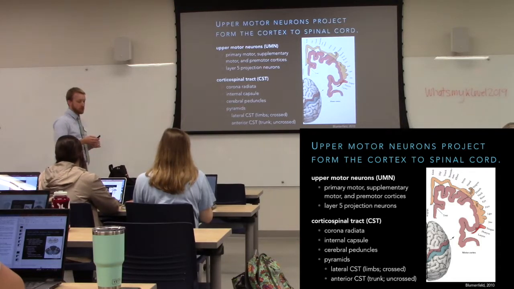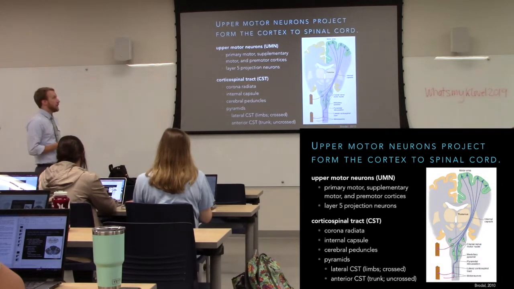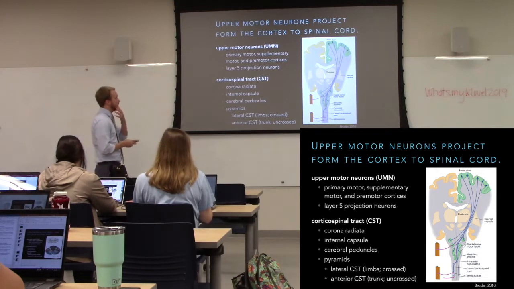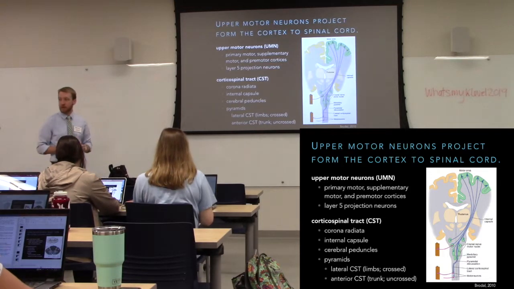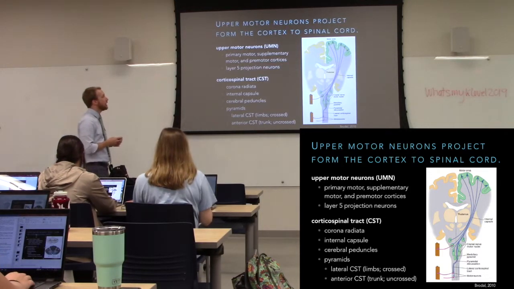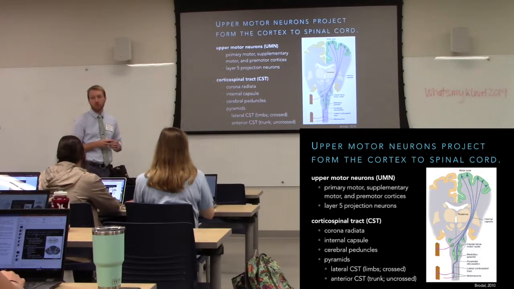In layer 5 of the cortex, as we'll talk about later, we have our large pyramidal neurons that are going to project downward. And they're going to create the corticospinal tract. Up here, it's called the corona radiata. It's a radiating group of fibers. I guess it kind of looks like a crown. It's going to pass between the thalamus and the basal ganglia, forming the internal capsule. Down in the midbrain, it's going to be visible as the cerebral peduncles.